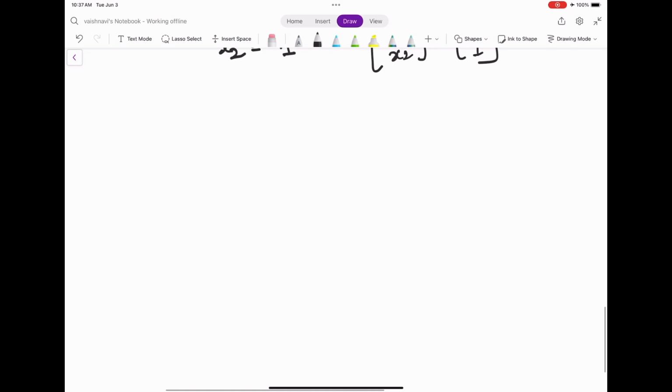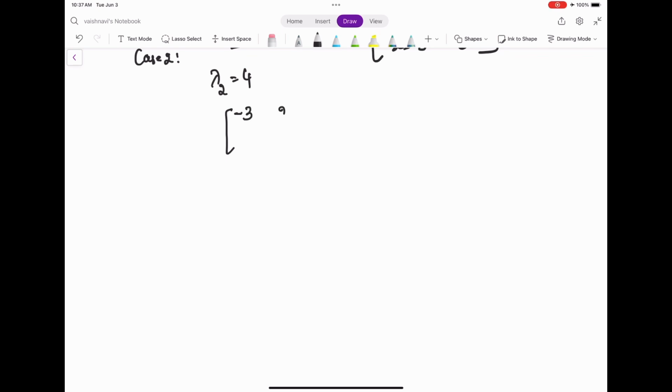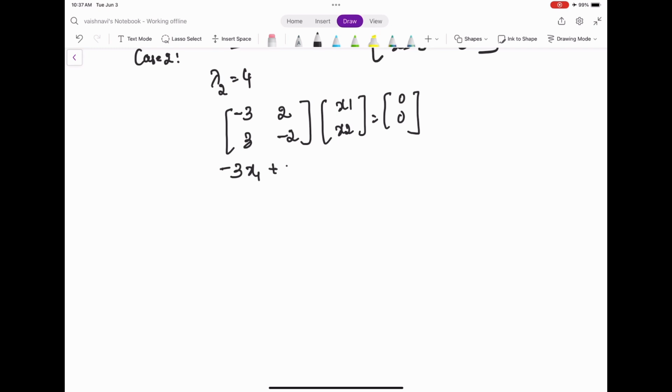Now let me do the same process for the second eigenvalue, that is lambda is equal to 4, and find the second eigenvector for lambda is equal to 4. I will directly substitute the value, that is minus 3 2. I've directly substituted the value of 4 into the equation. You can here again pause the video and check on your own. So this is the equation I will get. Now I will write the polynomial equations, that is minus 3x1 plus 2x2 is equal to 0, and 3x1 minus 2x2 is equal to 0.